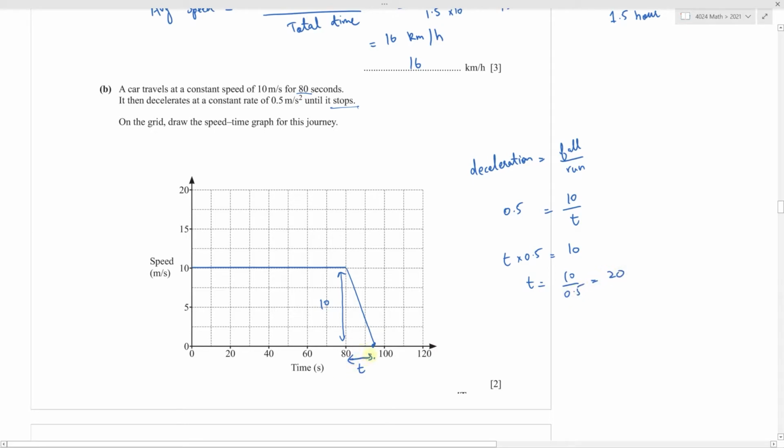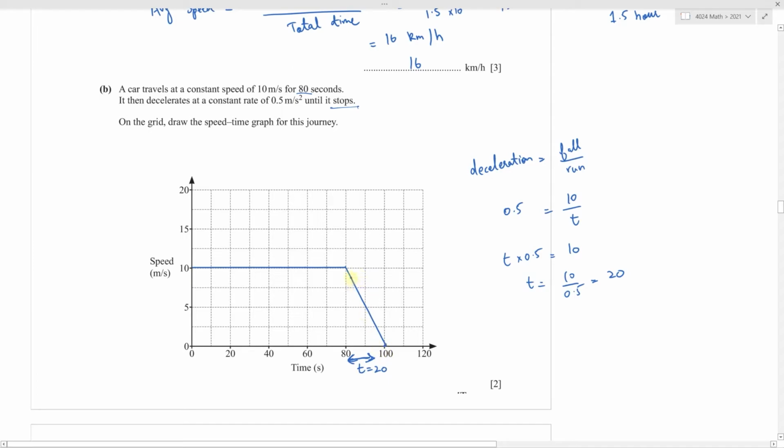So this duration t equals 20. If this is 80, 80 plus 20 is 100. So to complete this graph, let me redraw this line. 80 plus 20 is 100. So my car starts to decelerate, and it will stop at total time 100 seconds.